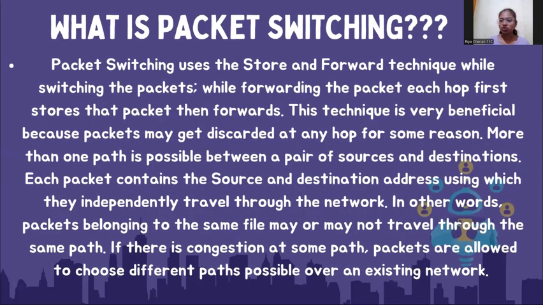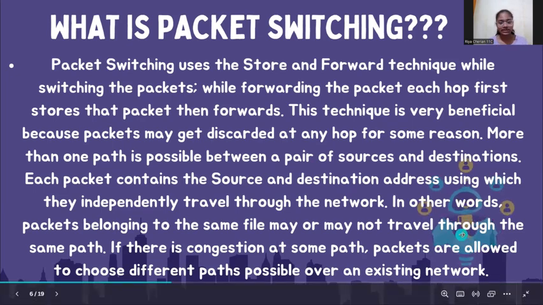Packet switching uses a store and forward technique. It simply means that while forwarding the packet at each hop, first it stores the packet and then forwards it. This technique is very beneficial because packets might get discarded at any hop for some reason. More than one path is possible between a pair of source and destination. Each packet contains a source and destination address, and packets travel independently through the network. In other words, packets belonging to the same file may or may not travel the same path. If there is congestion on some path, packets are allowed to choose a different possible path over the existing network.